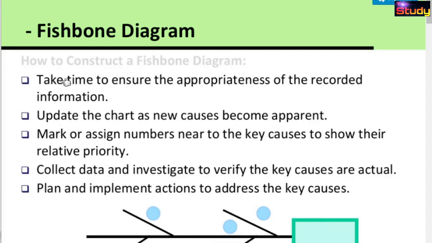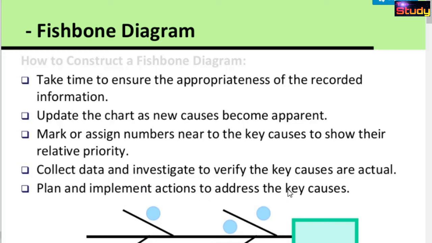Now, take time to ensure the appropriateness of the recorded information. Next, update the chart as new causes become apparent. Next, mark or assign numbers near the key causes to show their relative priority. And next, collect data and investigate to verify the key causes are actual. And now last, plan and implement action to address the causes.